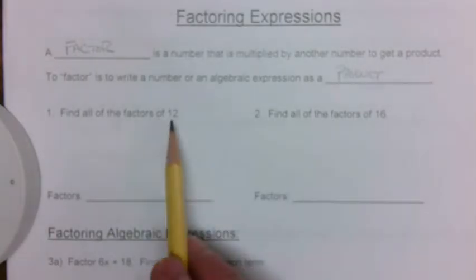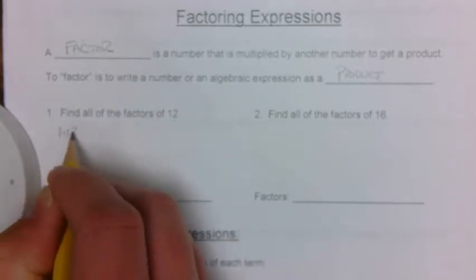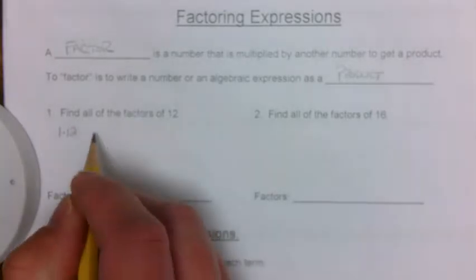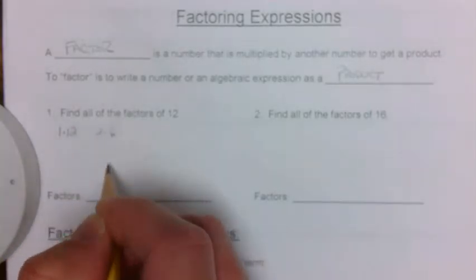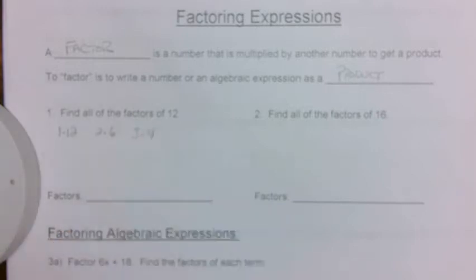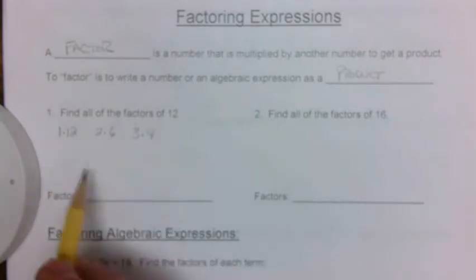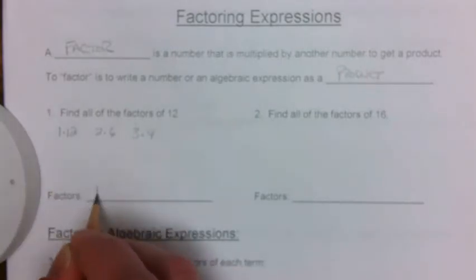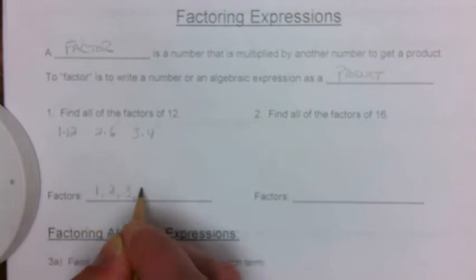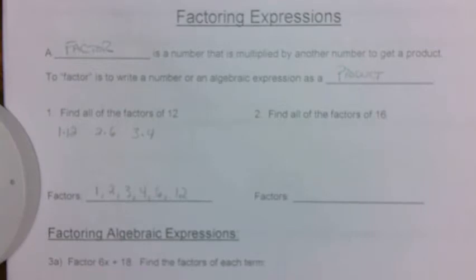If I look at the factors of 12, that means I'm going to take 12 and write it as a multiplication problem. Okay, so one way that you could make 12 is by doing 1 times 12, which is the same as 12 times 1. You could also do 2 times 6, which is the same as 6 times 2. And you can do 3 times 4, which is the same as 4 times 3. Okay, all of these are the factors of the number 12. So we'll put them in order. I would have 1, 2, 3, 4, 6, and 12 as my factors.